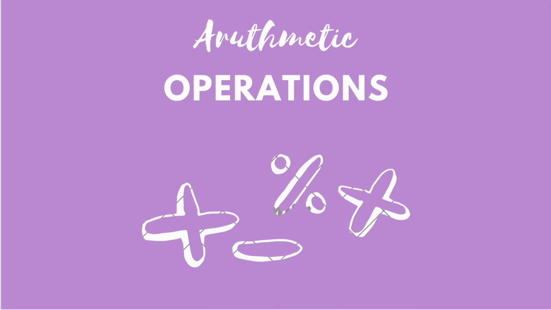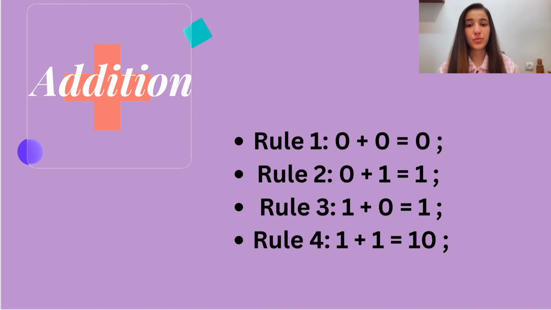Now time to learn arithmetic operations. Binary addition has a few easy rules. The first rule is that the sum of two zeros is 0, the sum of 1 and 0 is 1, and the sum of 1 and 1 would be 1 and 0.